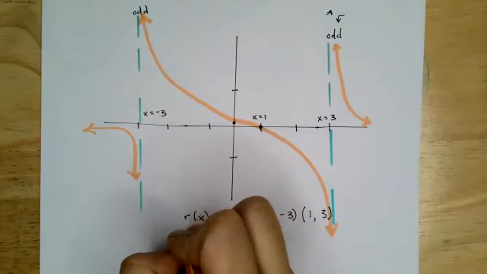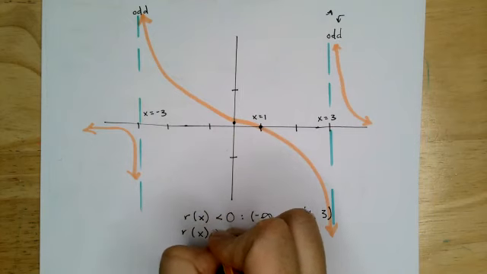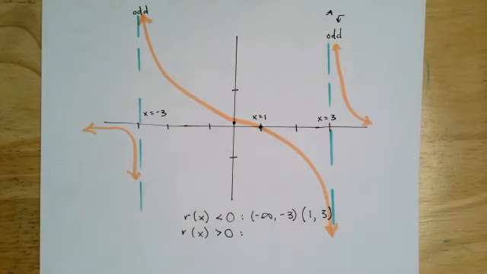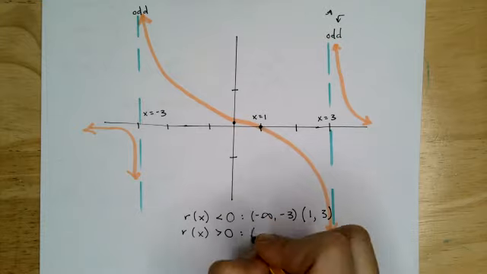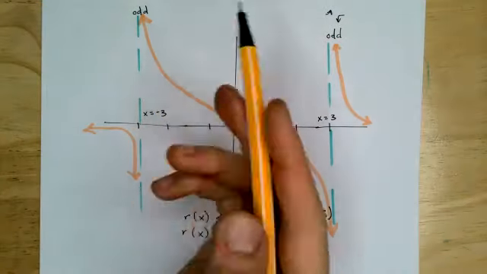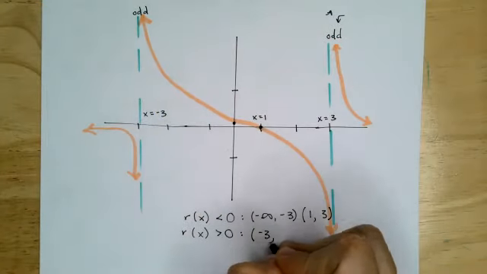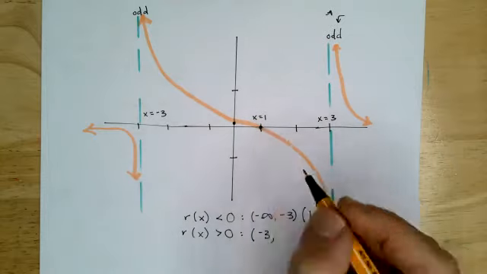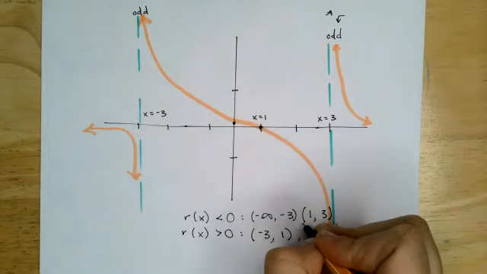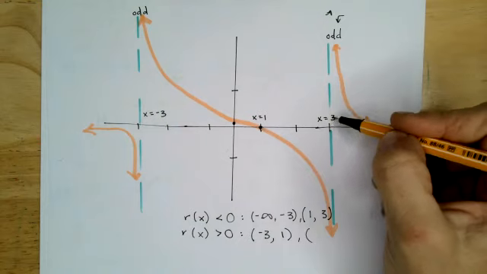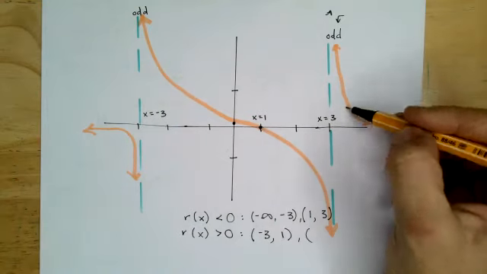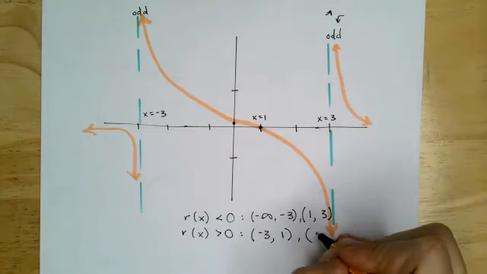Good. If they ask you where it's above the x-axis, right? It's going to be above from, but not including, negative 3, because it doesn't exist at negative 3, to 1, right? And then also from positive 3 forever.